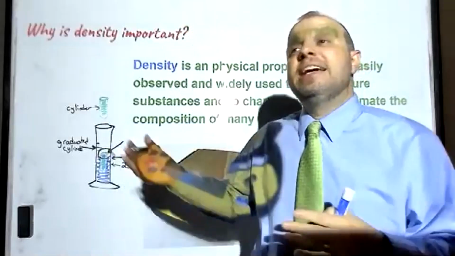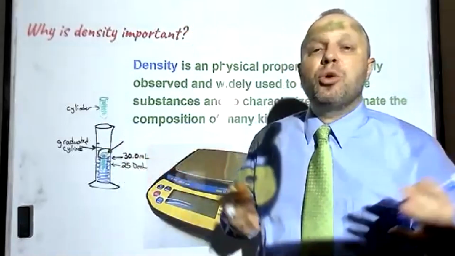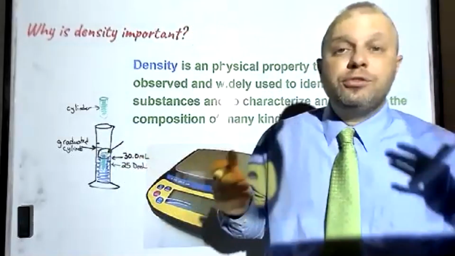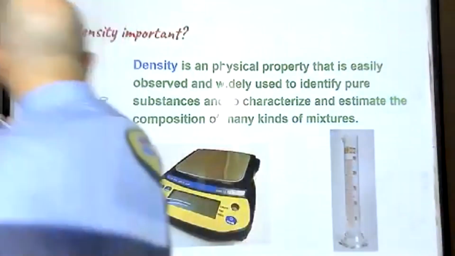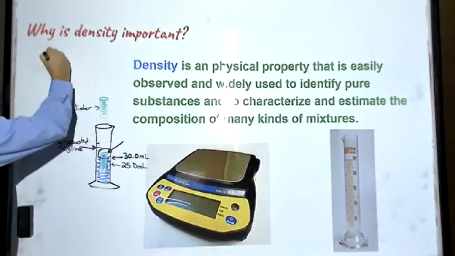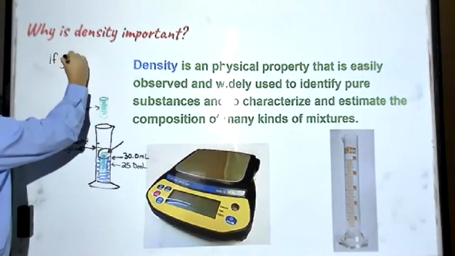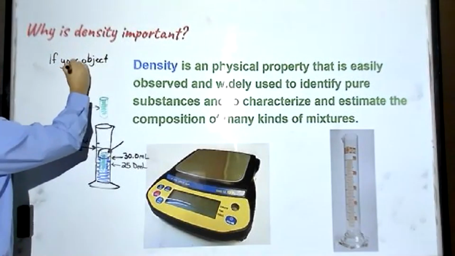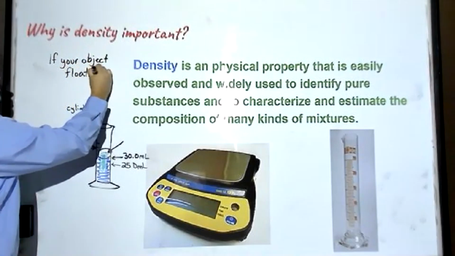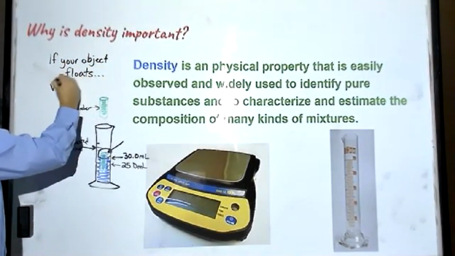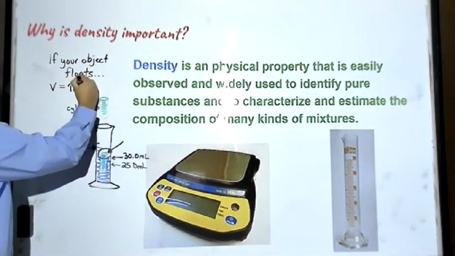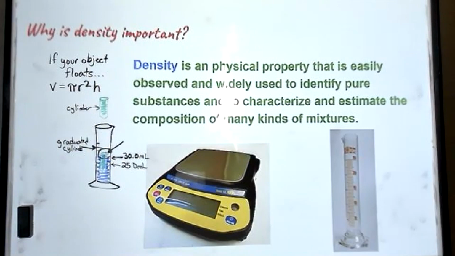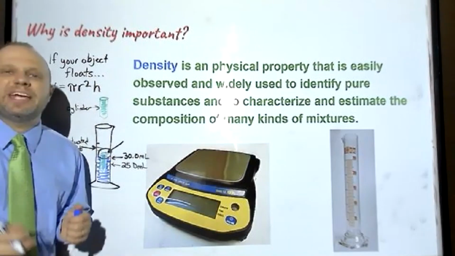So instead, in this case, and in the case of the lab, we're going to use an equation. In the lab, we're going to use cylinders. So the equation that we would use in order to measure the volume, I'm going to put up here: if your object floats, you're going to use volume equals pi r squared h.